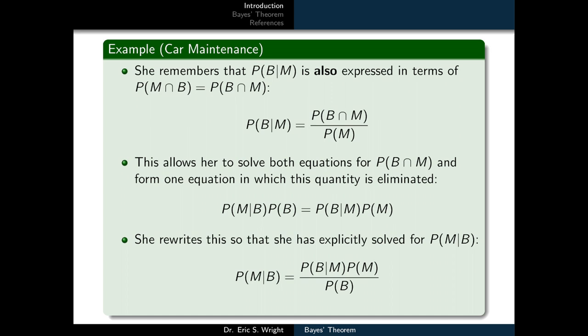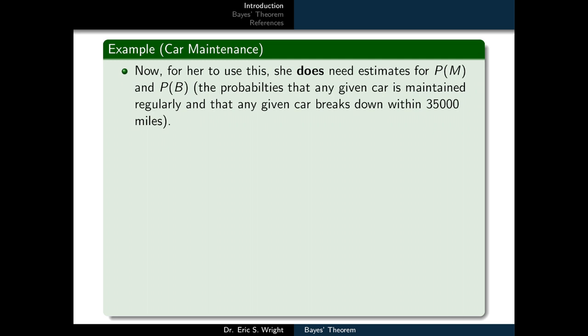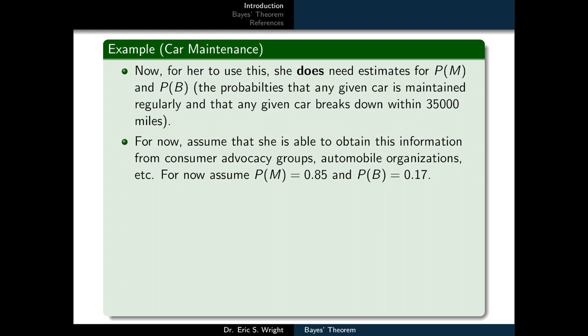She then rewrites this new equation so that she has explicitly solved for P of M given B. And that turns out to tell her P of M given B equals P of B given M times P of M divided by P of B. Now, for her to be able to use this equation, she does need estimates for P of M and P of B, the probabilities that any given car is maintained regularly and that any given car breaks down within 35,000 miles. For now, we'll just assume that she is able to obtain this information from consumer advocacy groups, automobile organizations, etc. So for now, assume that P of M equals 0.85 and P of B equals 0.17.